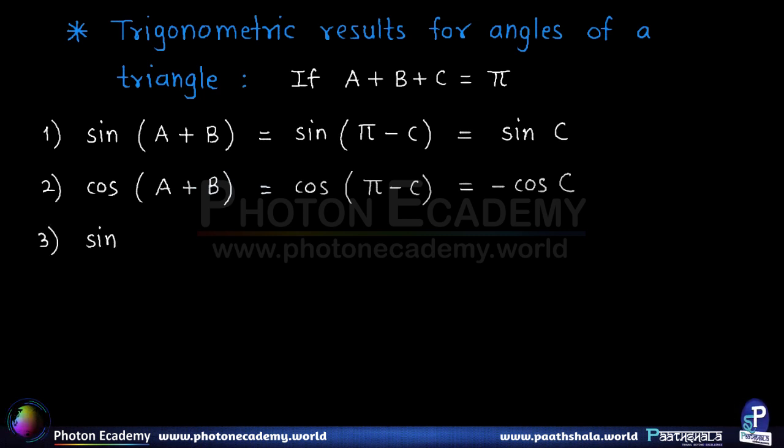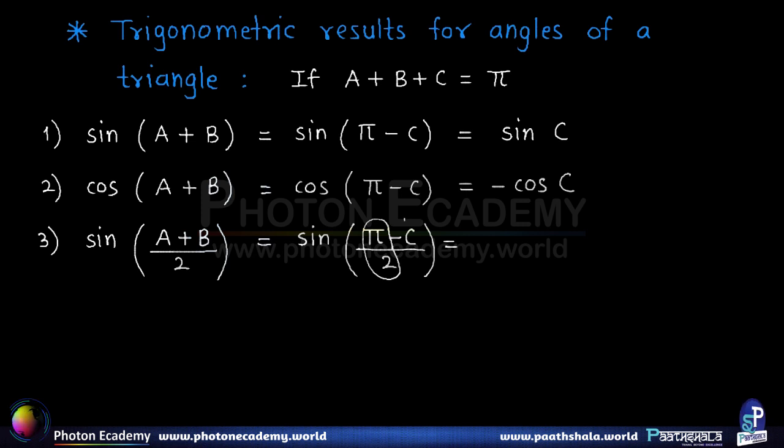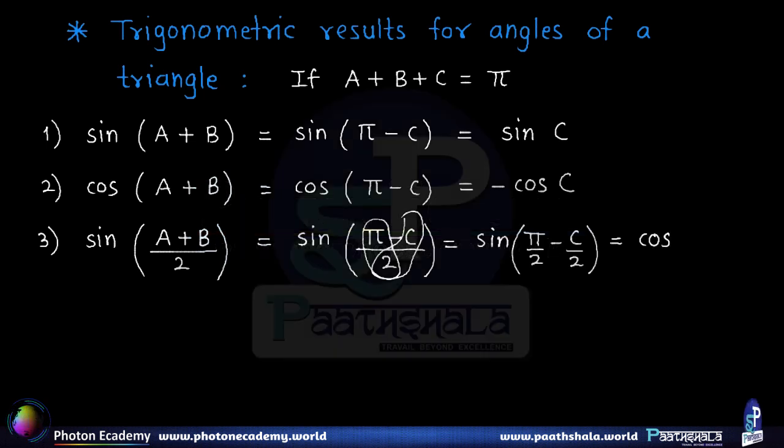Now let us consider a slight variation as compared to the first one. Now here we will consider A plus B whole divided by 2. So modifying that further, we once again write A plus B as pi minus C, which gets divided by 2. Now if we break the two terms, we will get sine of pi by 2 minus C by 2. And once again we are already aware that sine of pi by 2 minus any angle is cos of that angle. So here we get cos of C by 2. So sine of sum of any two angles divided by 2 is equal to cos of the third angle divided by 2.